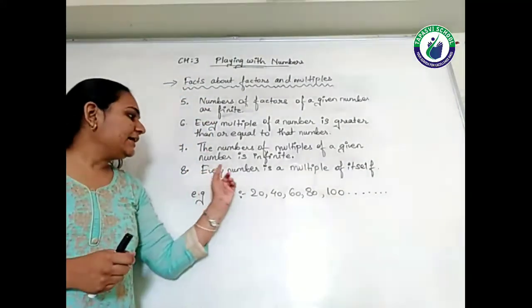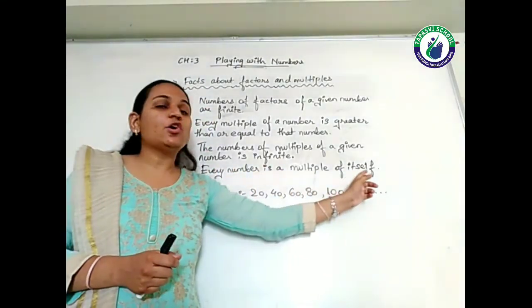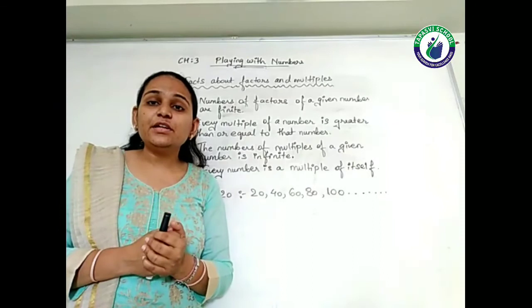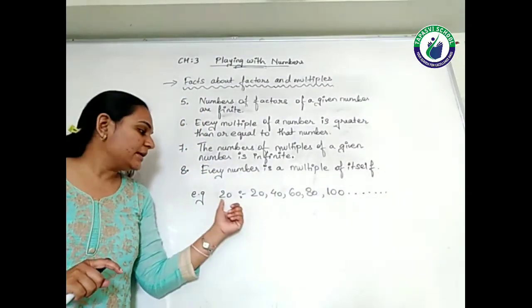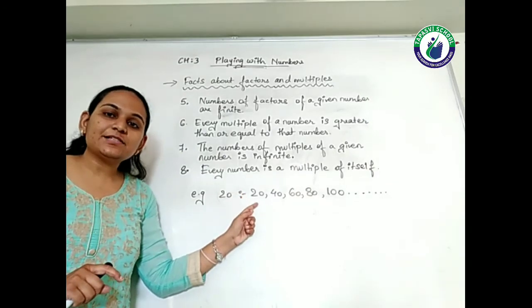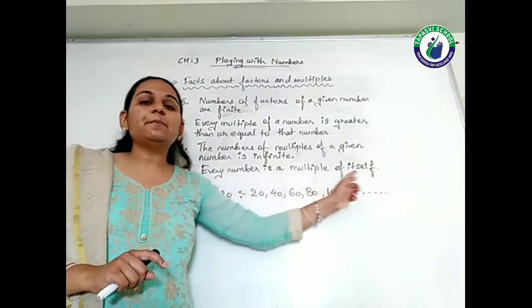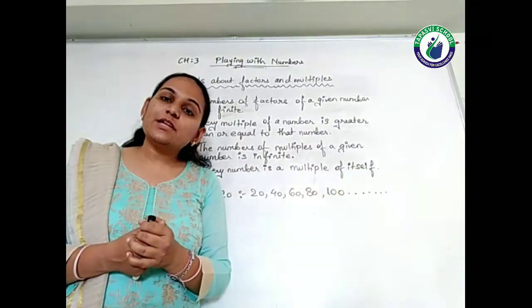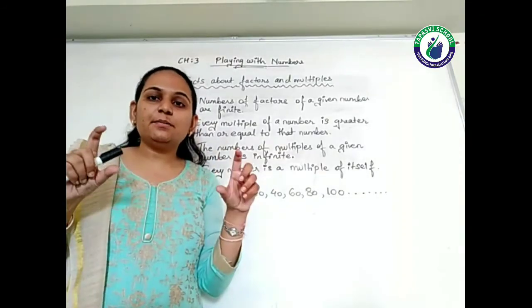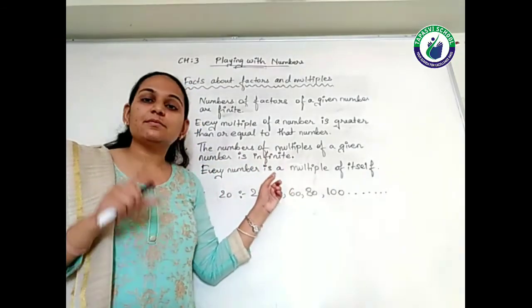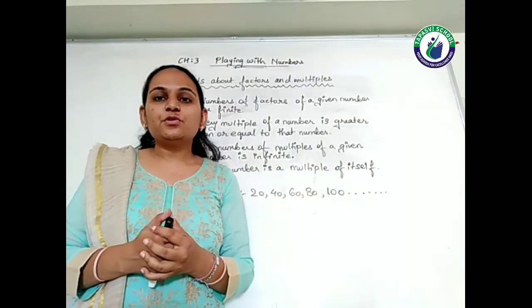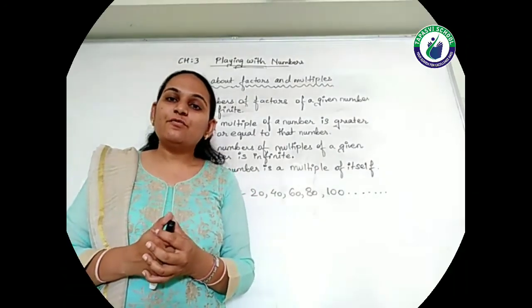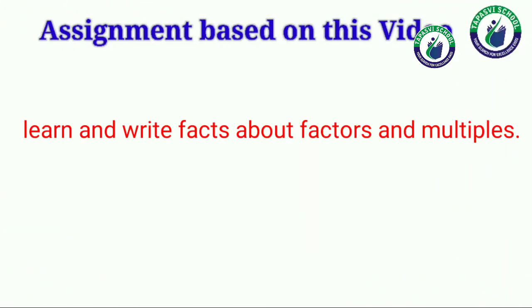Next one. Every number is a multiple of itself. See, 20 is there, the number is also 20, the multiple is also 20. So every number is a multiple of itself, as well as a factor of itself. This is also a statement and this is also a statement. Every number is a multiple of itself, every number is a factor of itself. I hope, students, you understood about the factors and multiples.